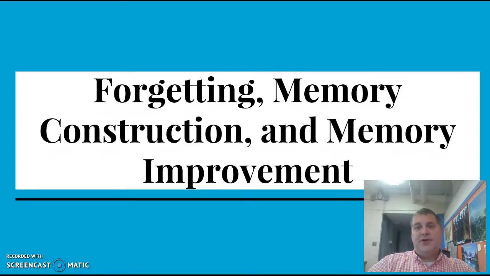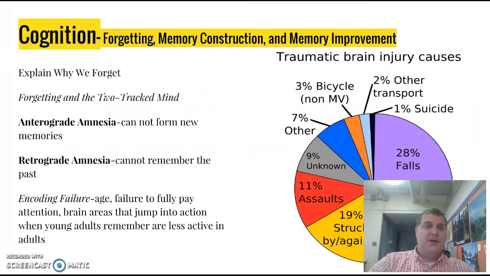Forgetting, memory construction, and memory improvement. We sometimes forget things, a lot of things from time to time. So we have this 2-track mind that can do one thing one way and one thing another way. There are some amnesia types, and you guys have always heard of amnesia, but there's retrograde amnesia, where we can't remember the past. And there's anterograde amnesia, where we cannot form new memories.